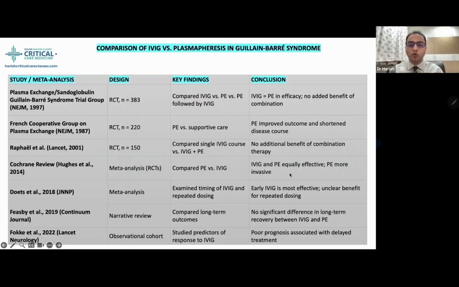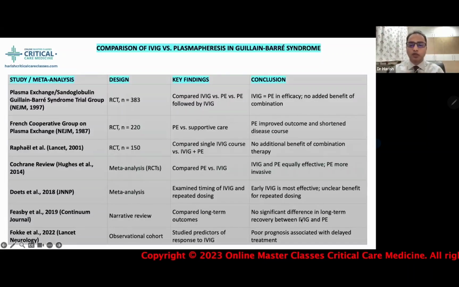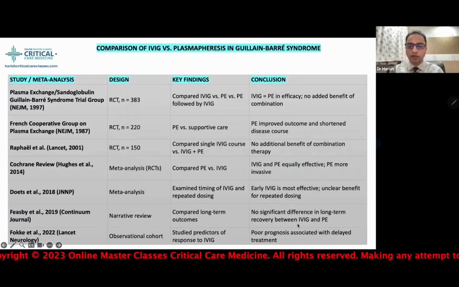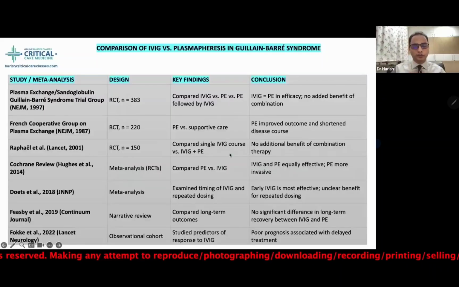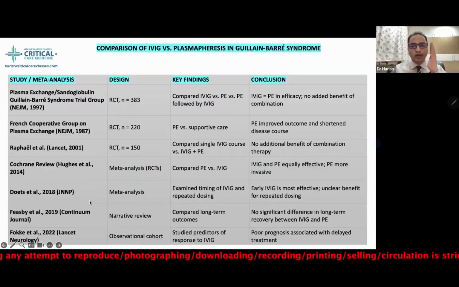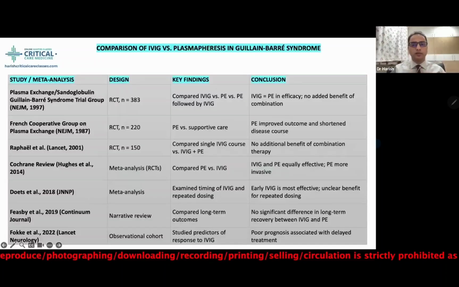Plasma exchange is more invasive. Early IVIG is most effective, that is, you need to give it within 2 weeks. Okay. Unclear benefit for repeated dosing. A second dose of IVIG is not standard practice. No significant difference in long-term recovery between IVIG and plasma exchange. Okay. Poor prognosis is associated with delayed treatment. So this is the inference on IVIG versus plasmapheresis according to currently available RCTs and meta-analyses.